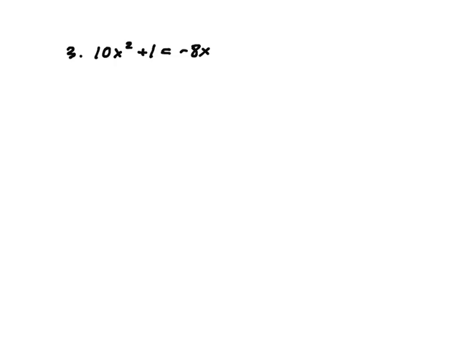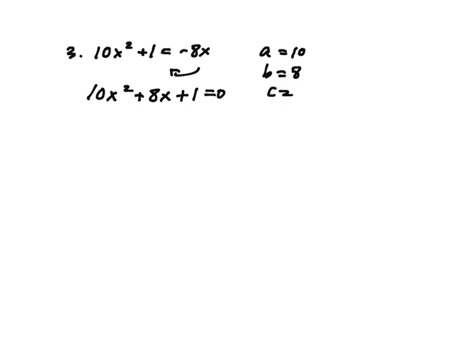Let's do number 3 of the independent practice. First, we have to put it into standard form, so we have to move this negative 8x over, so it becomes 10x squared plus 8x plus 1 equals 0. So A equals 10, and B equals 8, and C equals 1.